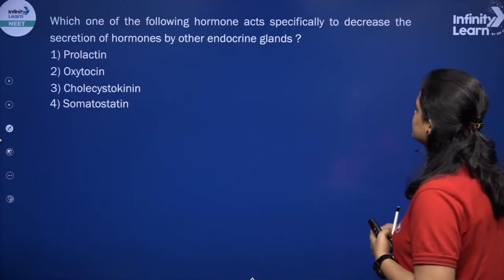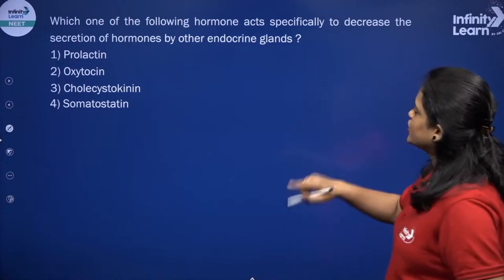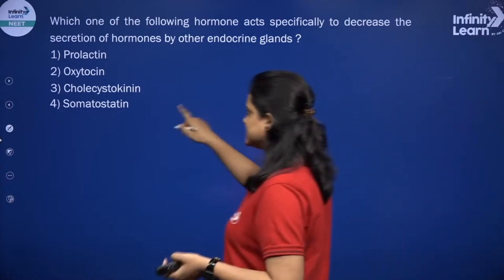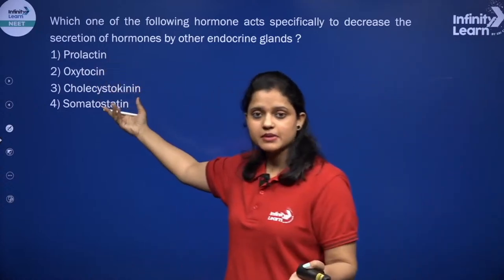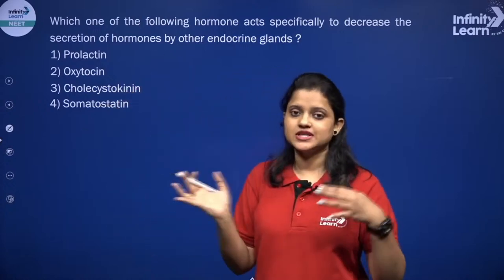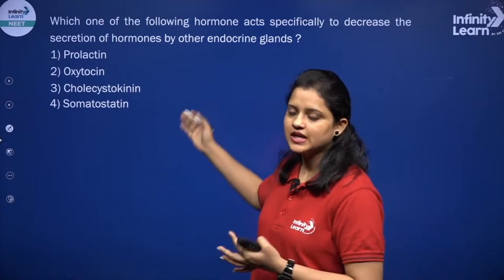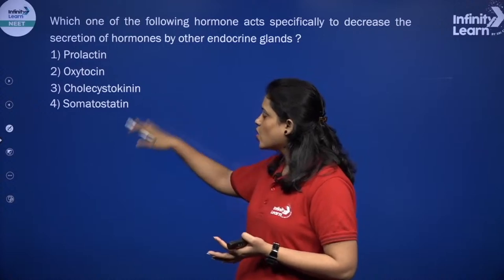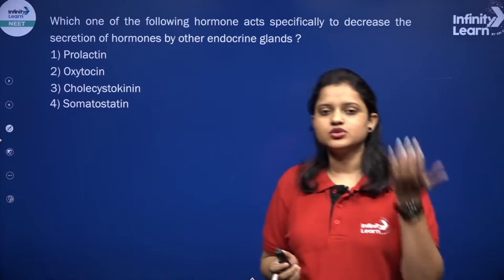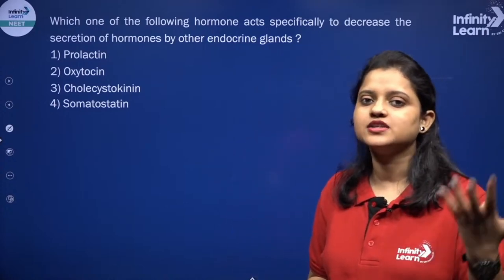Which one of the following hormones acts specifically to decrease the secretion of hormones by other endocrine glands? Prolactin? No, it helps in formation of milk in the mammary gland. Oxytocin? It causes contraction of smooth muscles, especially the myoepithelial cells of the mammary glands, and also helps in uterine contraction. Cholecystokinin, pancreozymin, helps in contraction of the gallbladder to release bile juice, and it also stimulates the pancreas to release pancreatic juice rich in enzymes.